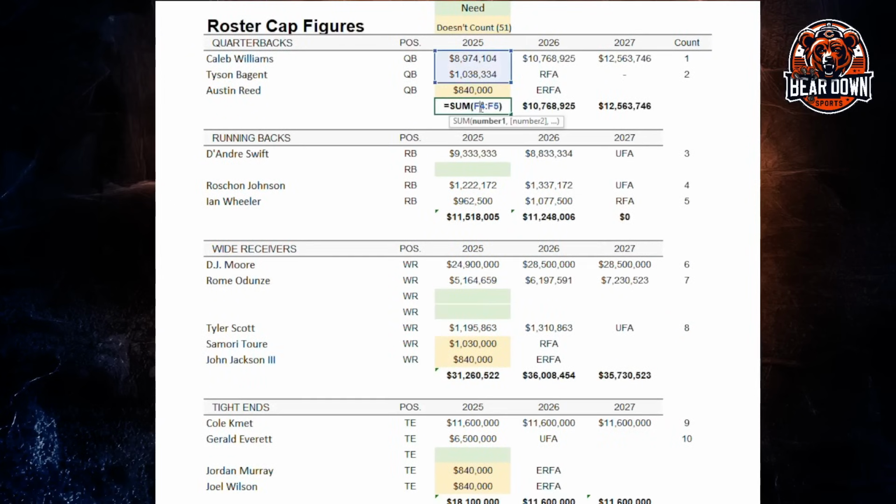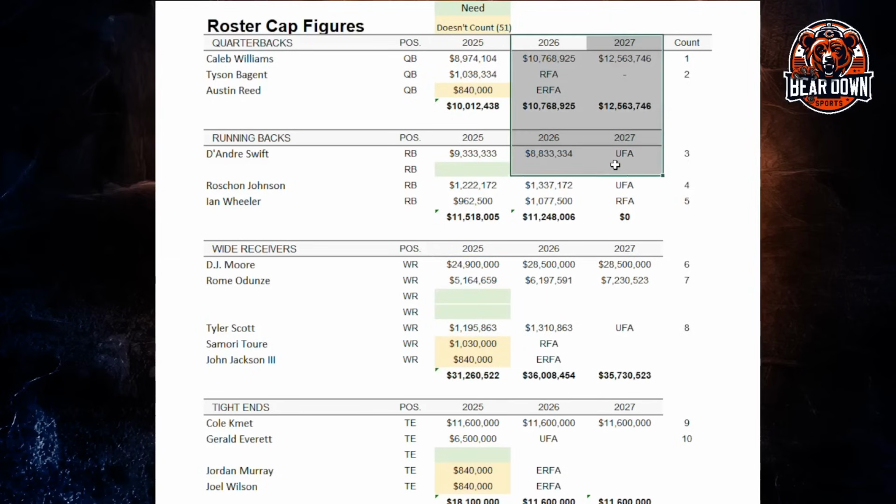So as you look at my formulas here, you see this is just these two. The ones that are on the count will count against the salary cap. Same over here. These all count, but there's nothing there in that cell. Then as we go down to wide receivers, same thing. Samori Toure, John Jackson, they're not counting because they aren't necessarily going to be on the squad this year. All right, so I think that's a basic understanding.